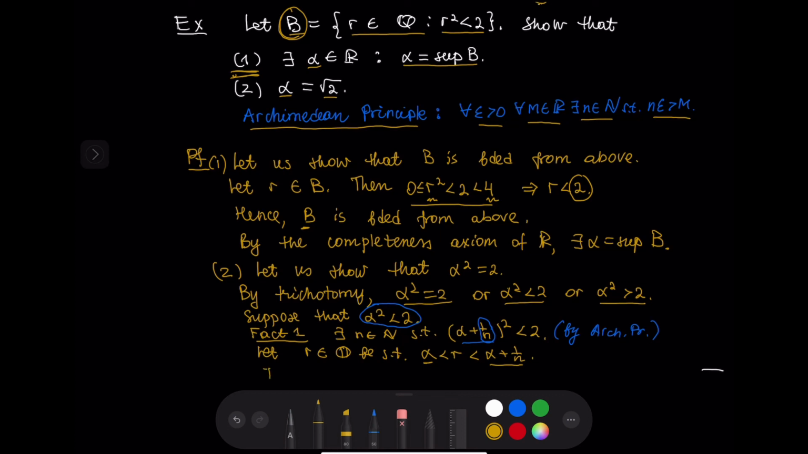Okay, so then if we square r, it is going to be less than (alpha plus 1 over n) squared, which is less than 2. So hence r squared is less than 2, and r is a rational number. So r belongs to the set B, because the set B consists of exactly all of the rational numbers such that their square is less than 2.